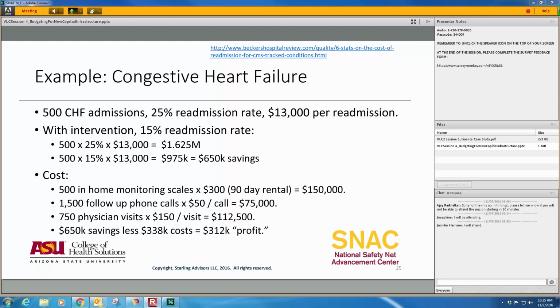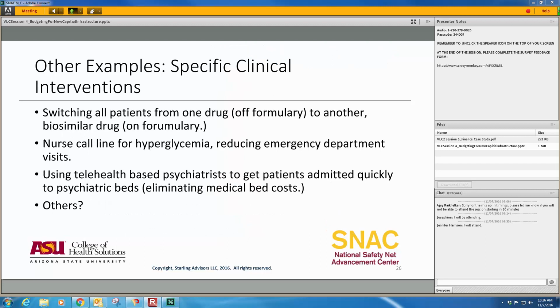But here you can see that could generate essentially a $312,000 profit, just from that reduction by about 10% of the congestive heart failure readmission rate. This is an example. There are a lot of them out there, and this is the model that really requires the most creativity, the greatest level of brainstorming, the best understanding of how to interpret the incoming data, but also working very closely in partnership across the clinical and financial domains.